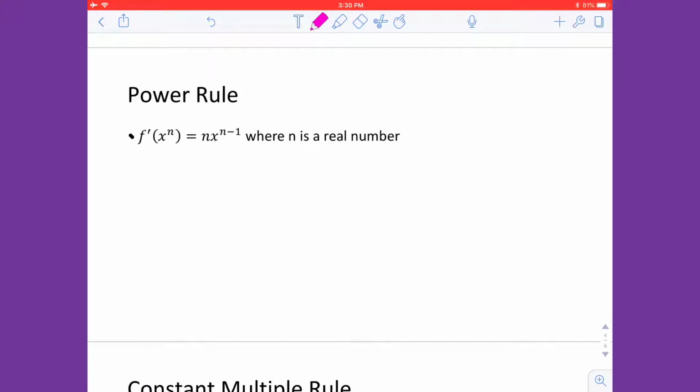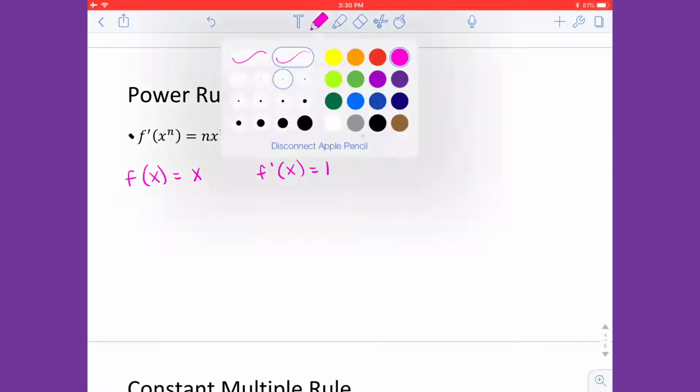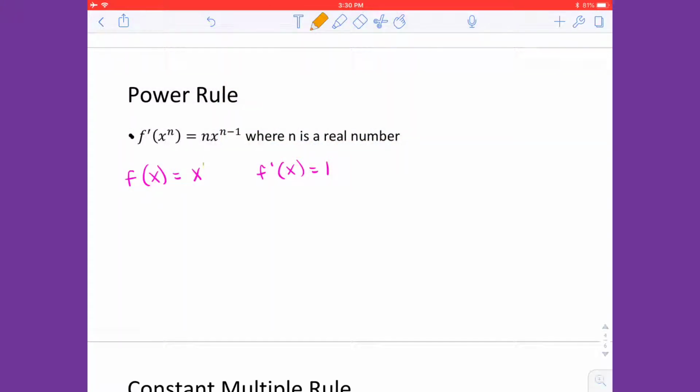So what does this look like? Well, if I had f of x is equal to x, then its derivative would equal 1 because the understood exponent on x is a 1, and so I'm multiplying 1 in front. So what's actually going on here is I'm multiplying 1 in front and subtracting 1 from the current exponent, which is 1x to the 0 power, which just equals 1, and that's how I get my slope value.